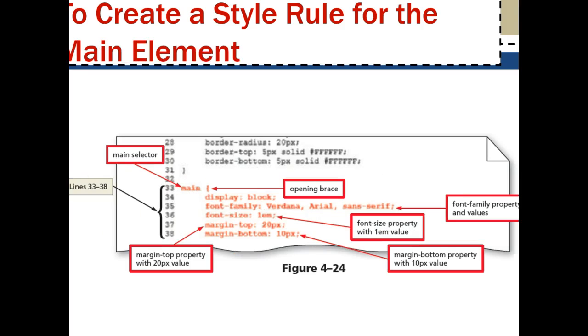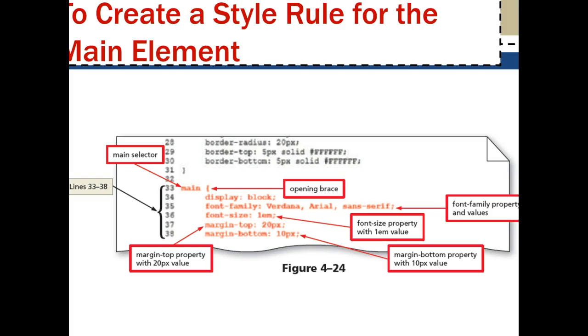Also, you can create a style for the main element. The main area is located below the nav element. So if you go to your web page, you can see the main area, as we discussed before, is below the nav element and contains the primary content of your web page.